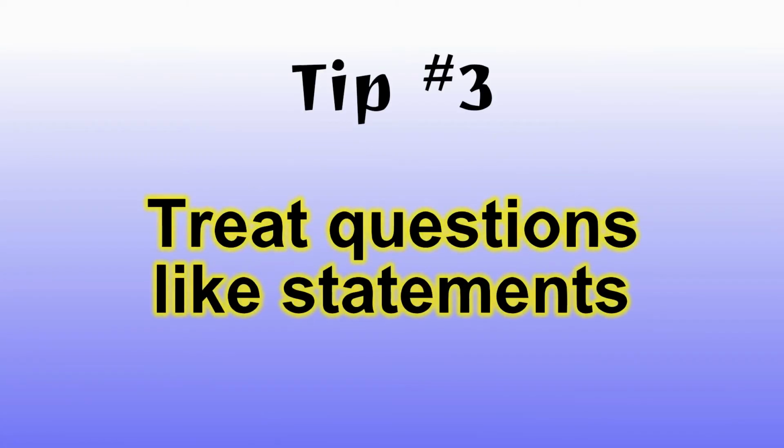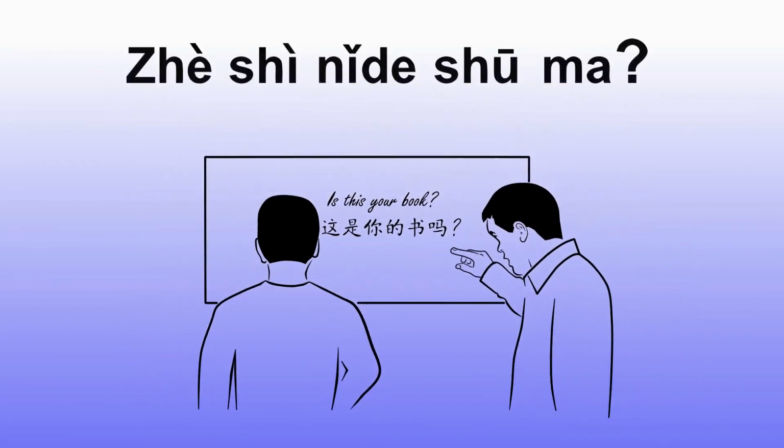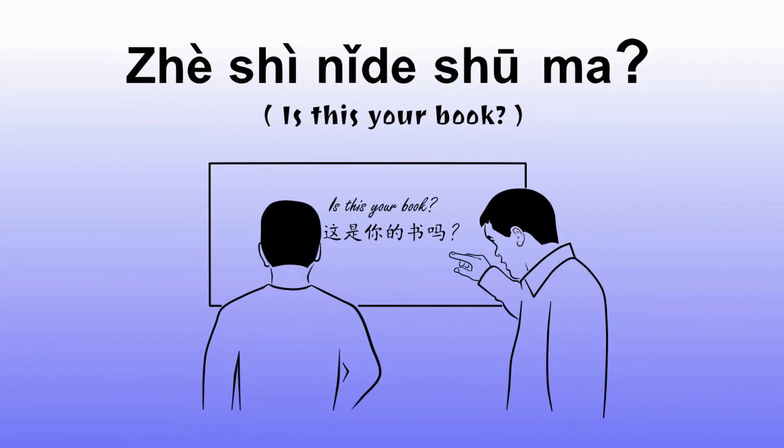Tip 3. Treat questions like statements. Some beginning students struggle with tones when asking questions because it's tempting to use the same rising intonation as in English. So to ask, is this your book, instead of saying, 这是你的书吗, the student might say, 这是你的书吗? If you find yourself doing something like this, try to remind yourself to speak all questions as if they were statements, at least to start out with. This can stop that rising voice from taking over your tones.